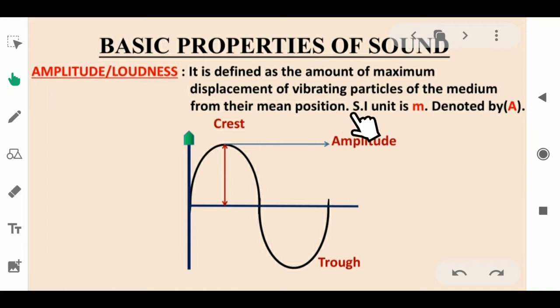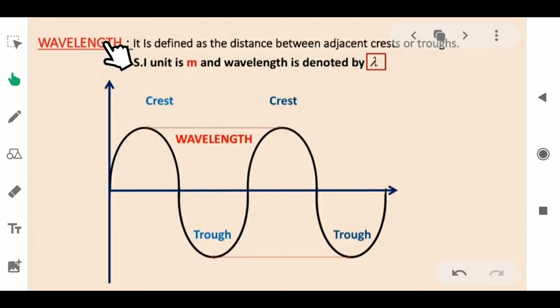And the SI unit of amplitude is meter. And normally it is denoted by the letter A, capital letter A. It is about the first property, amplitude. Clear? Yes. The second property is called wavelength.